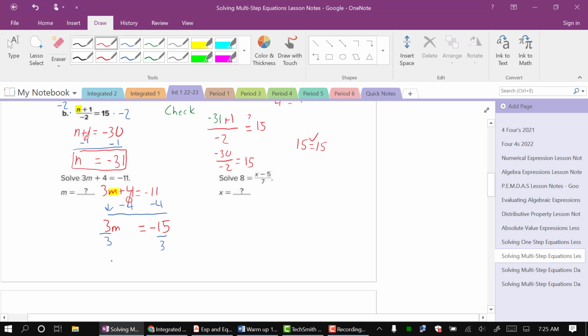3 divided by 3 is just 1, leaving me with m. Negative divided by a positive is a negative. 15 divided by 3 is 5. So m equals -5.